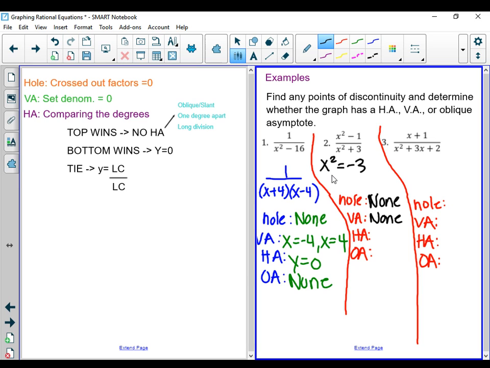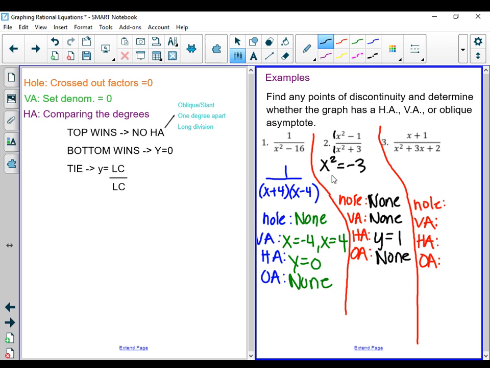Who wins on the horizontal asymptote? It's a tie. So again, this one's leading coefficients are 1, so y equals 1. Because I wrote something there, I'm going to put none. Okay? So make sure if they're asking you about all those that you're still telling me none is the answer. Okay? Don't just leave it blank.